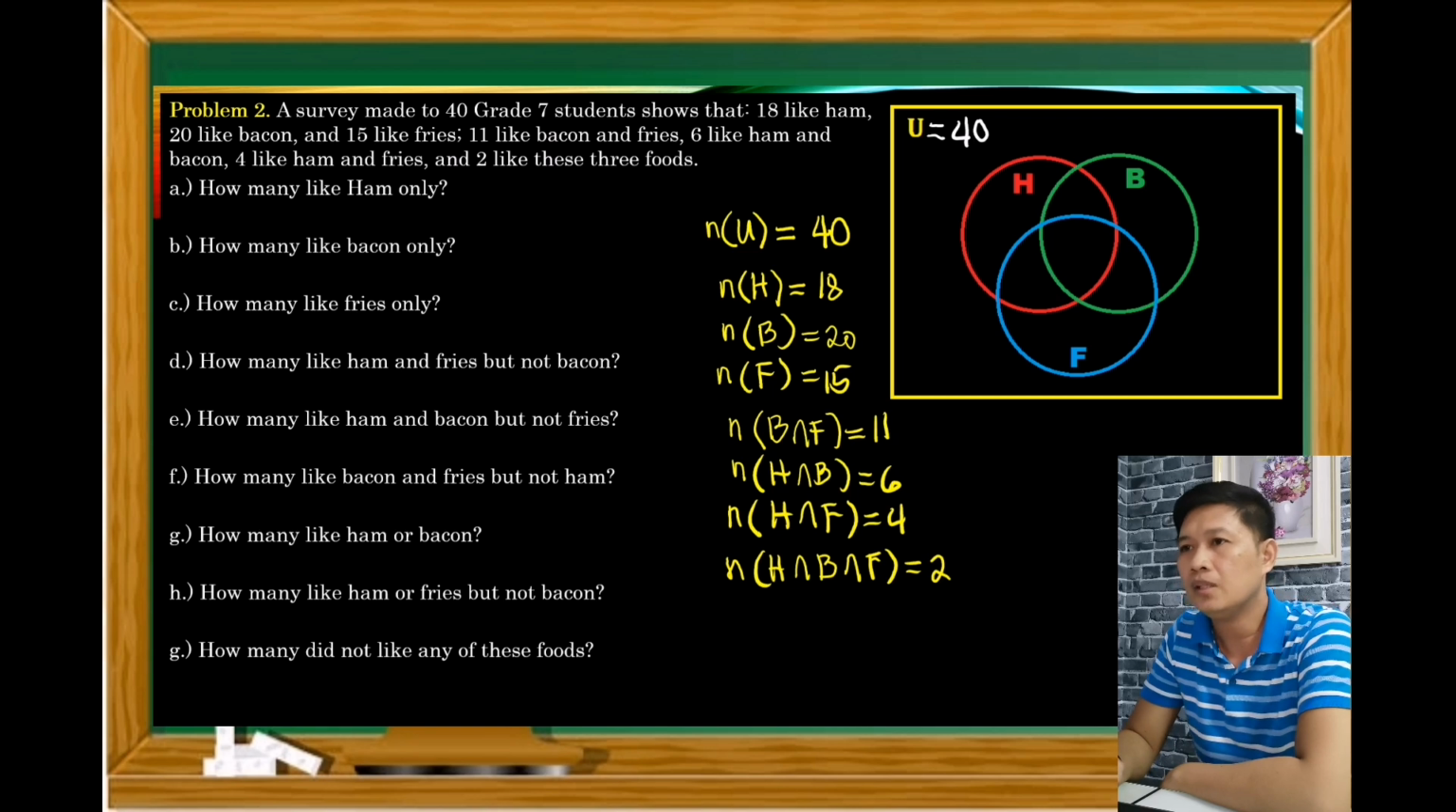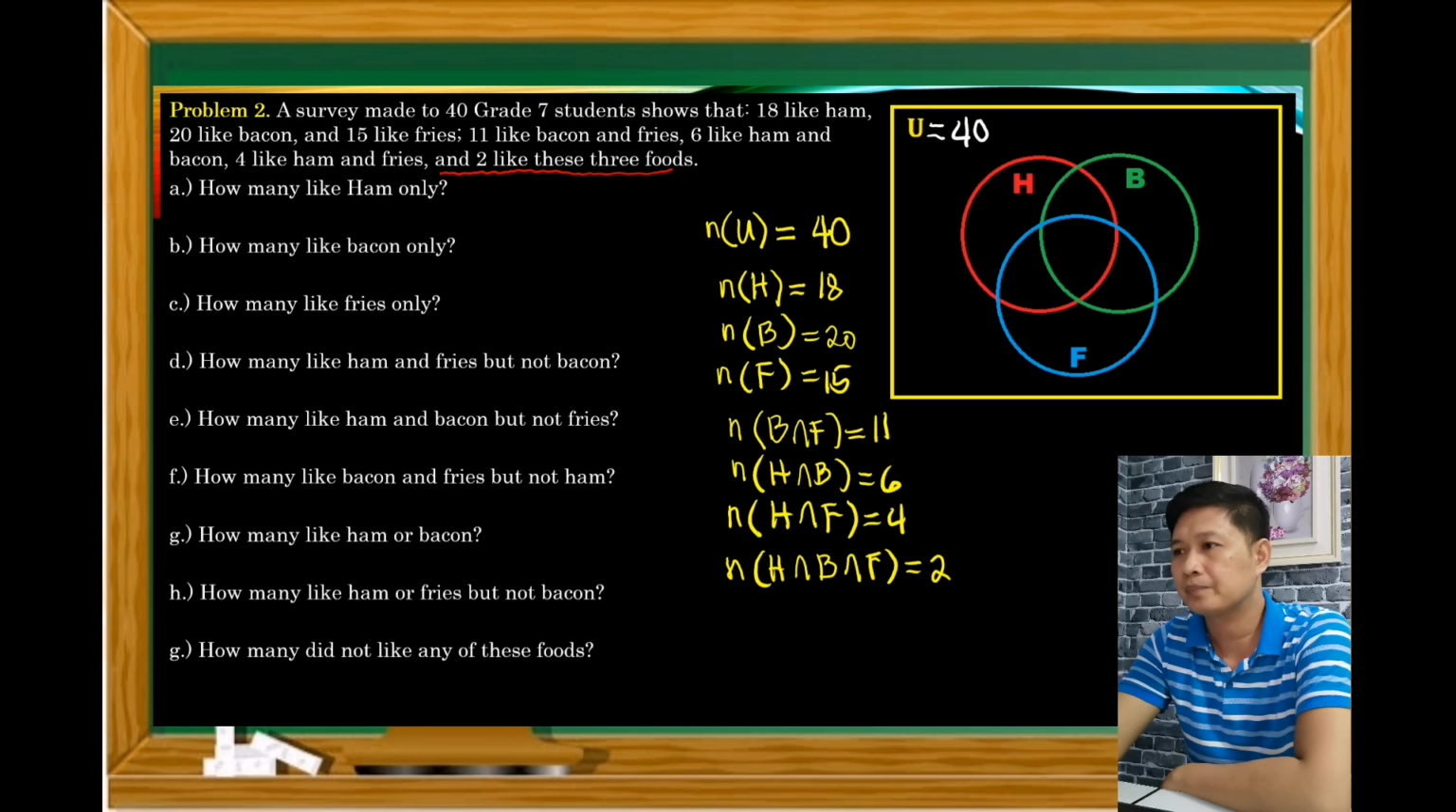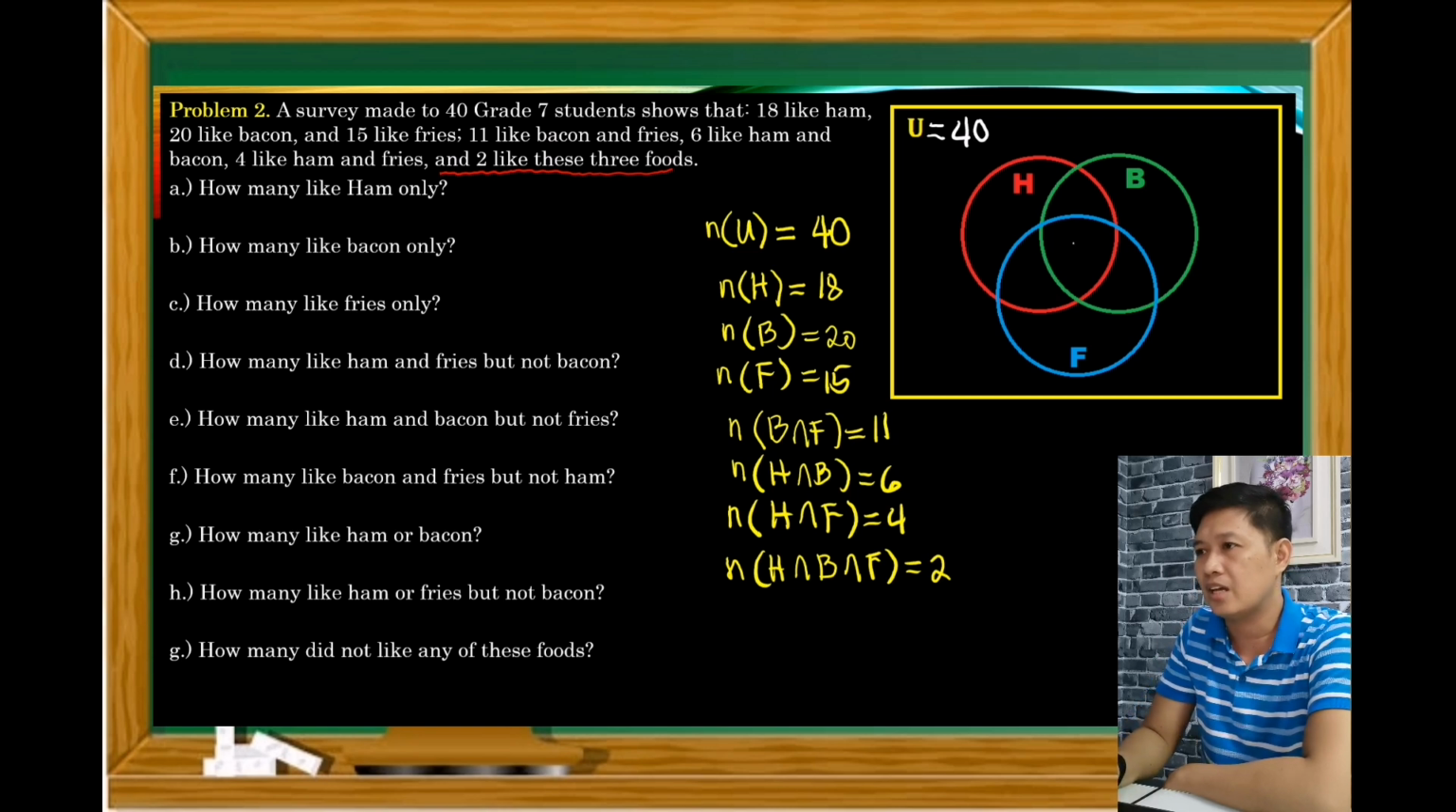Okay, now, to start filling in kung ano yung mga numbers na ilalagay natin dito sa loob ng circle for ham, circle for bacon, circle for fries, all we have to do is, again, to start from pinakagitna. Okay? Inside out ang movement natin. So, dito tayo mag-uumpisa sa part na to. 2 like these 3 foods. Alright, so, ito yun. Yung dalawa na yan na ilalagay natin dito sa gitna. Okay, meron daw kasing dalawang estudyante na gusto itong tatlong foods na to. Okay, so that is the intersection of the 3 sets.